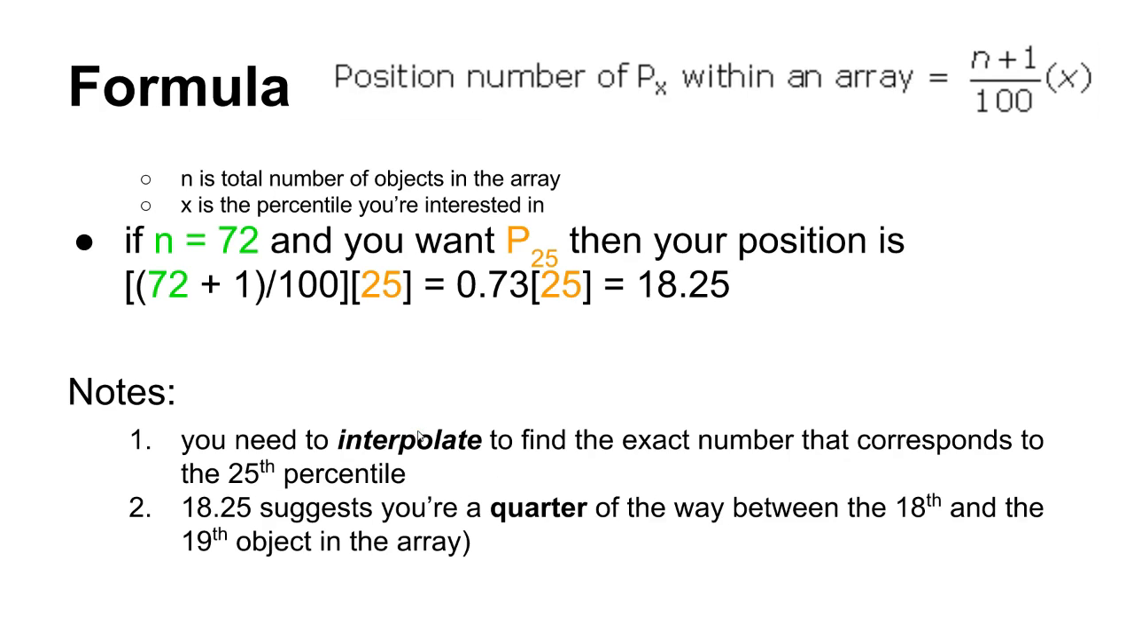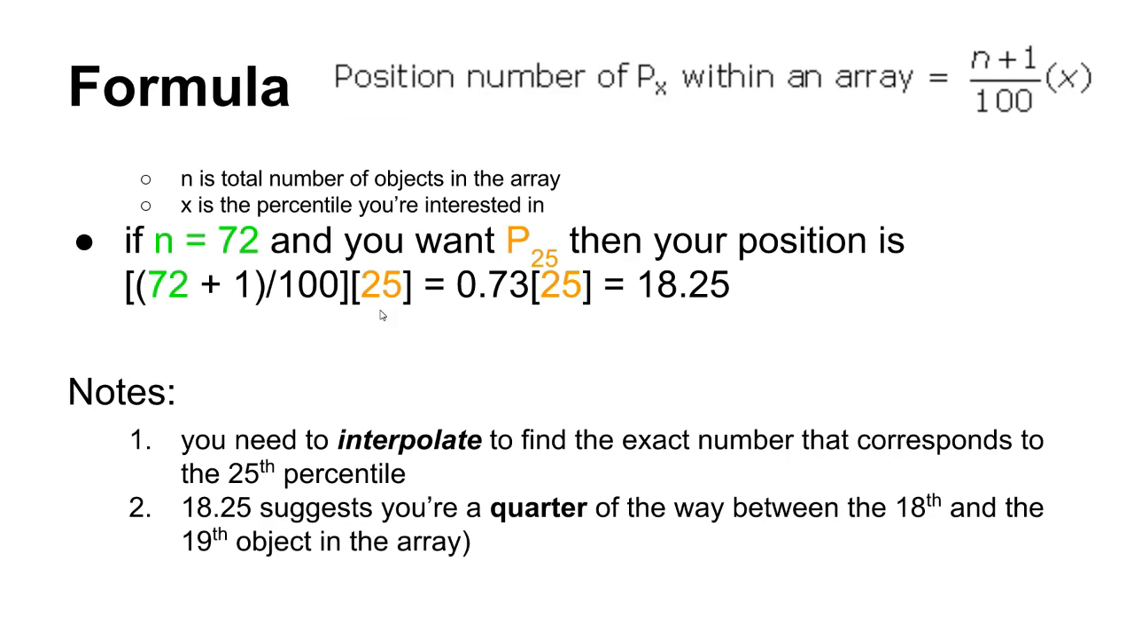So let's take an example. In this case, we've got the position number within an array. N is the total number of objects, X is the percentile you're interested in. If the total number of objects is 72, and you want to know the 25th percentile, then you've got to figure out which data point represents that 25th percentile. So you're going to plug in your formula: 72 plus 1 divided by 100 times 25.